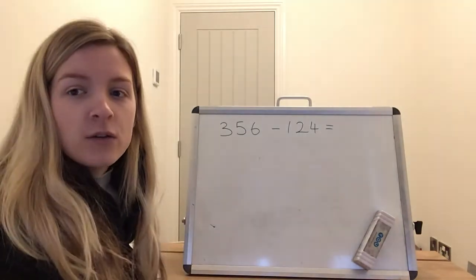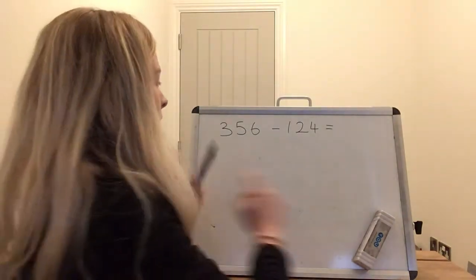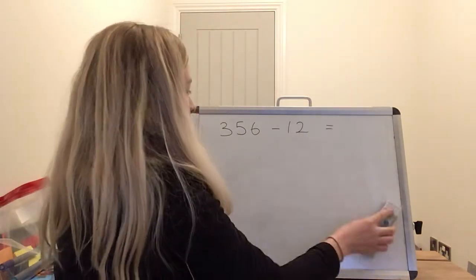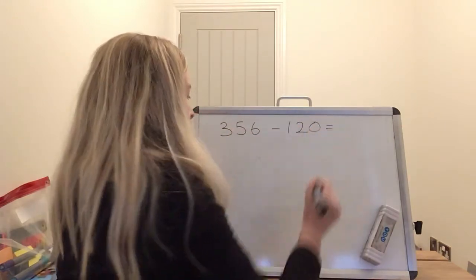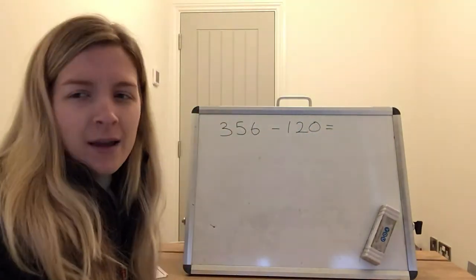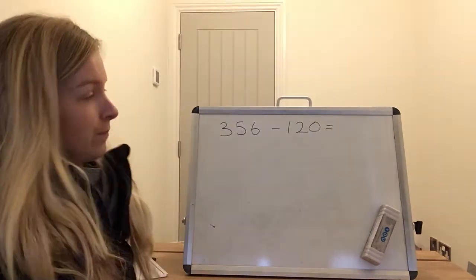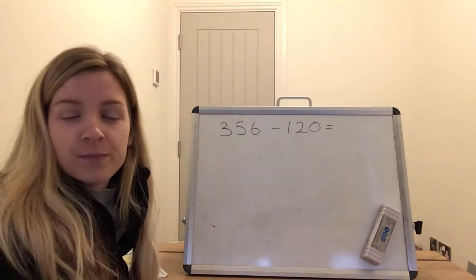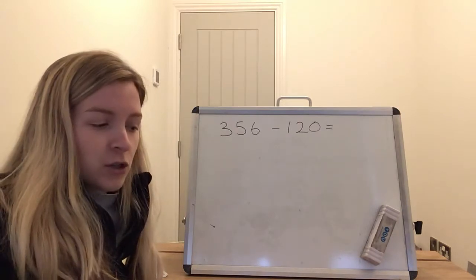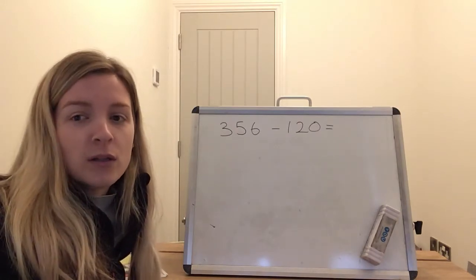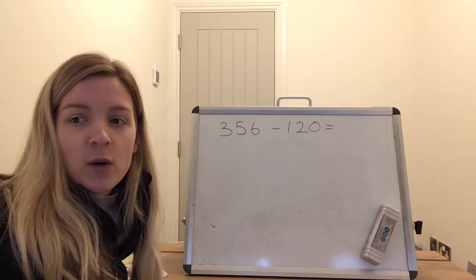This time, 356 take away 120. Okay, now we could find the difference here. However, let's have a think about a strategy we've used in the past that might be ever so slightly quicker.